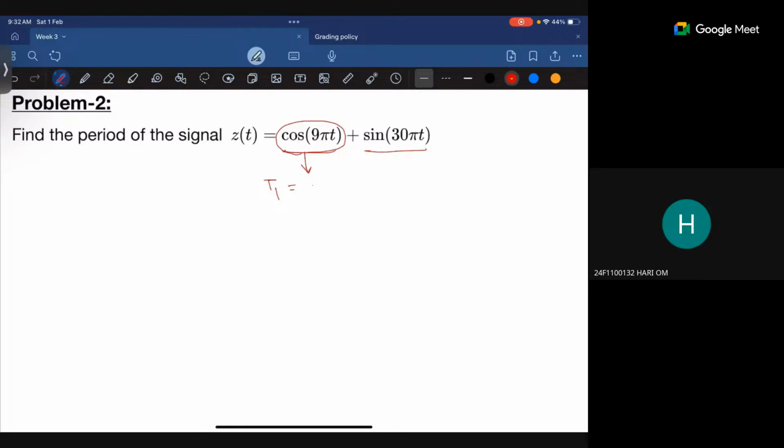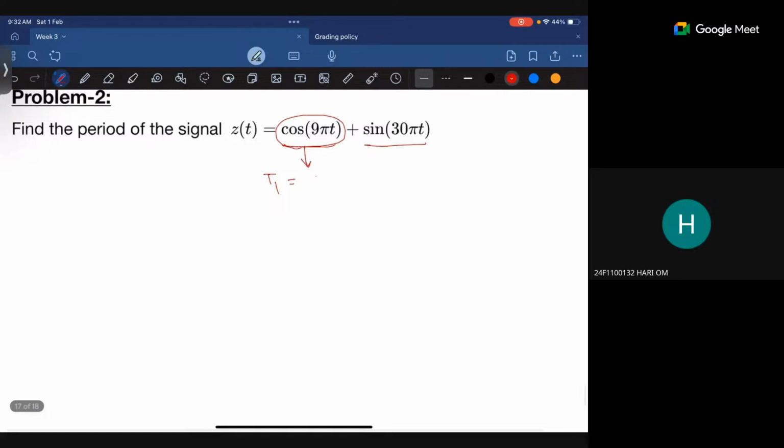2 pi by 9 pi, so it will be cancelled, 2 by 9. Those who know will know that the time period is actually 2 pi by omega. So this is 2 by 9.